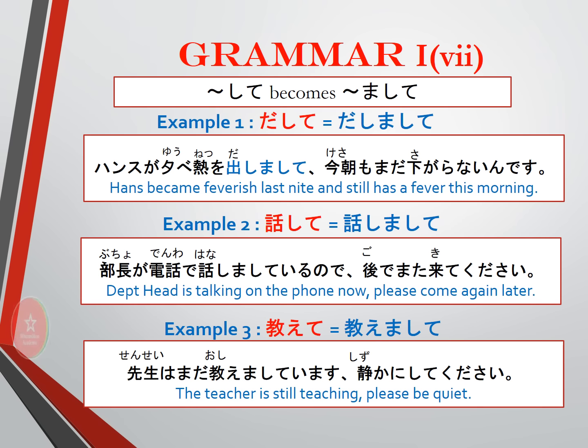In this slide, we will give you some examples of how shite becomes mashite in a sentence. For example, Hans became feverish last night and still has a fever this morning. ハンスがゆうべ熱出しまして、今朝もまだ下がらないんです。出して becomes 出しまして. This is a group 1 verb.